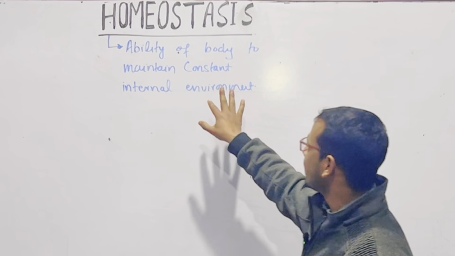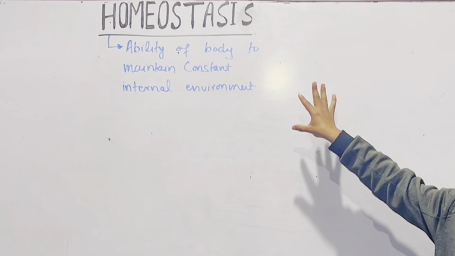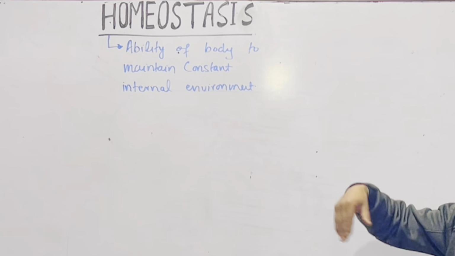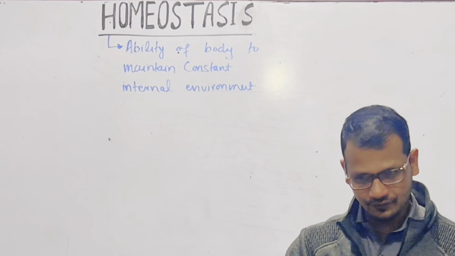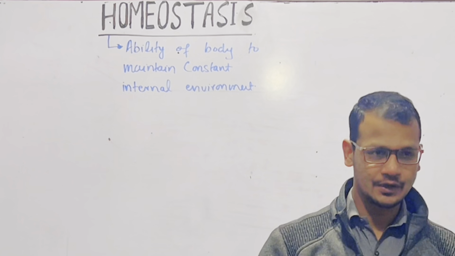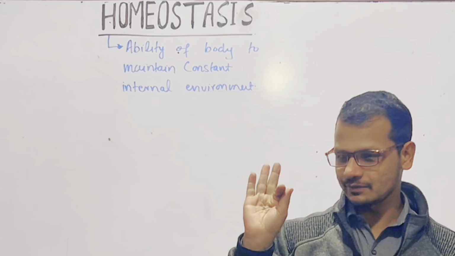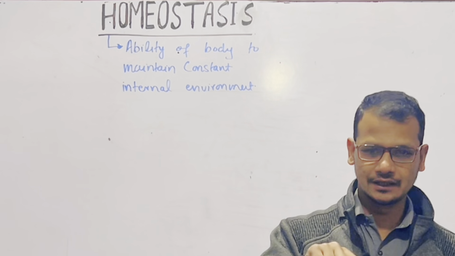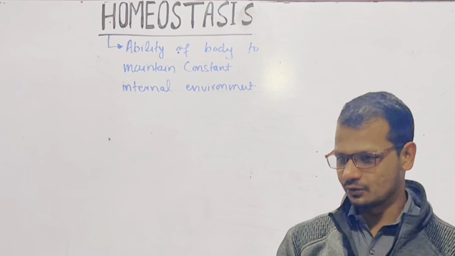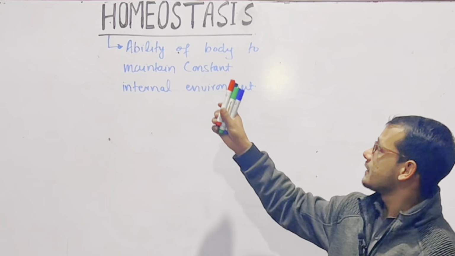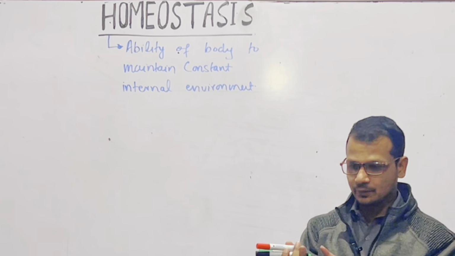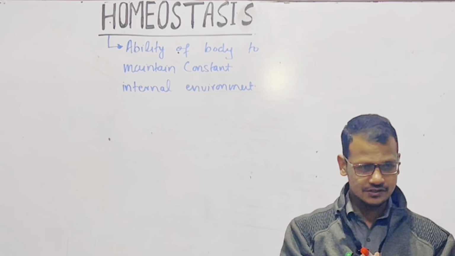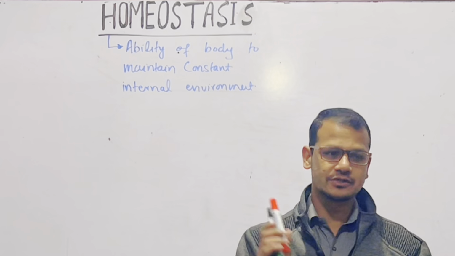In homeostasis, we will study the role of all the systems. Up to now in FSC and matric, we only study the renal system and integumentary system, meaning the skin and kidney, which have the main role in homeostasis. But there is also a role of the reproductive system, musculoskeletal system, gastrointestinal system, and renal system in homeostasis.